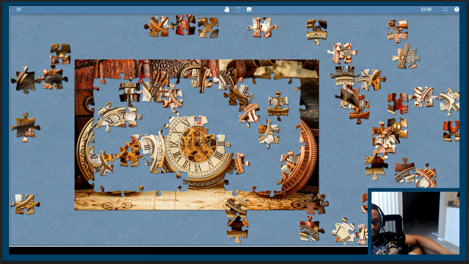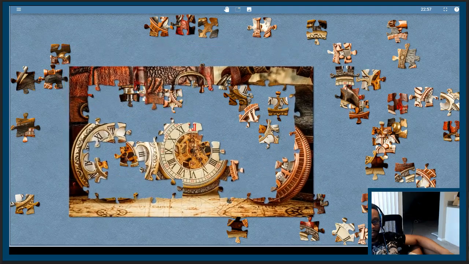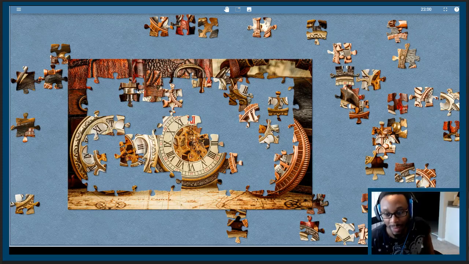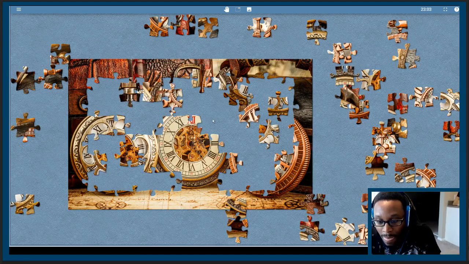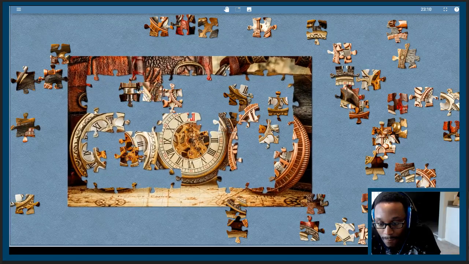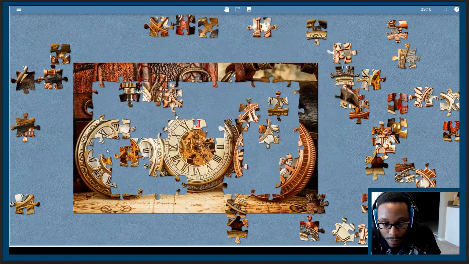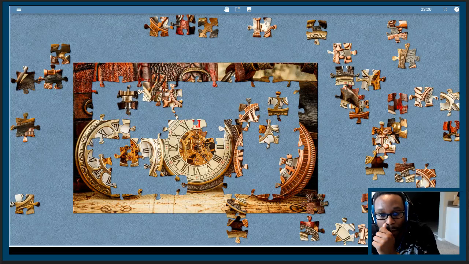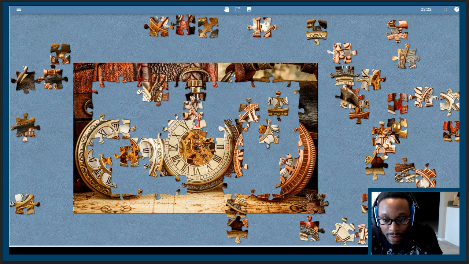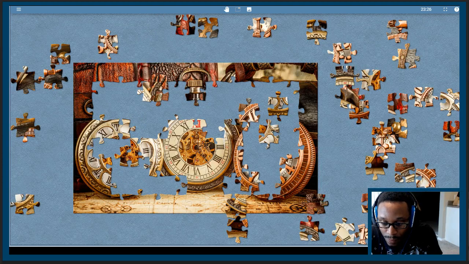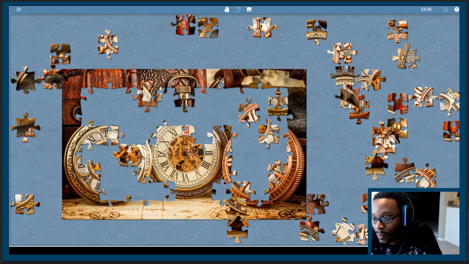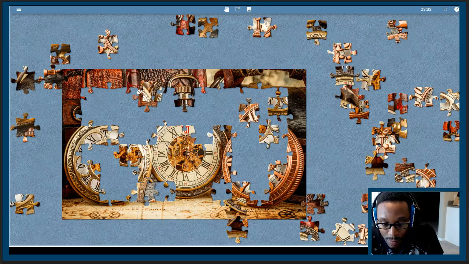Nope. It'd be cool if you could just move this whole big piece and click it into place for all the little pieces, but I'm not at that level. Ah. My eye subdivided that one. Where could this go? Probably right here.